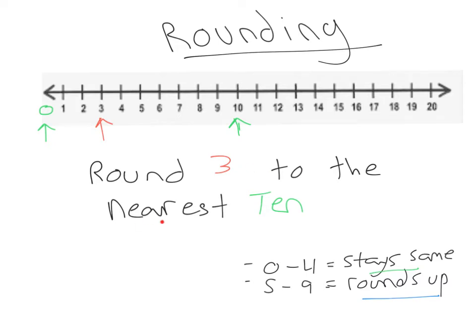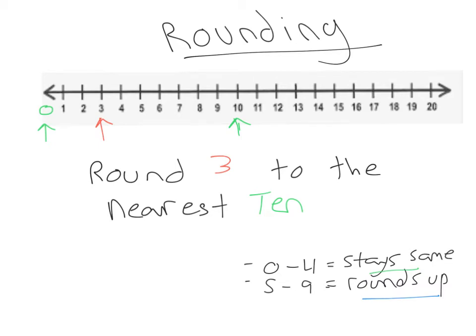Round 3 to the nearest 10. So there's our 3. There's 10. But what was the lower end? In fact, I had to add it in here. It's kind of a weird thing to think about, but if we're rounding down, the nearest 10 would be 0. So in fact, if we look, 3 is clearly closer to 0 than it is to 10.